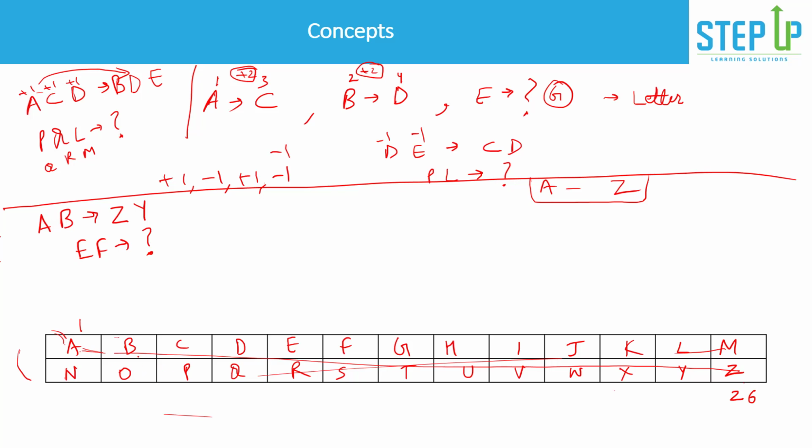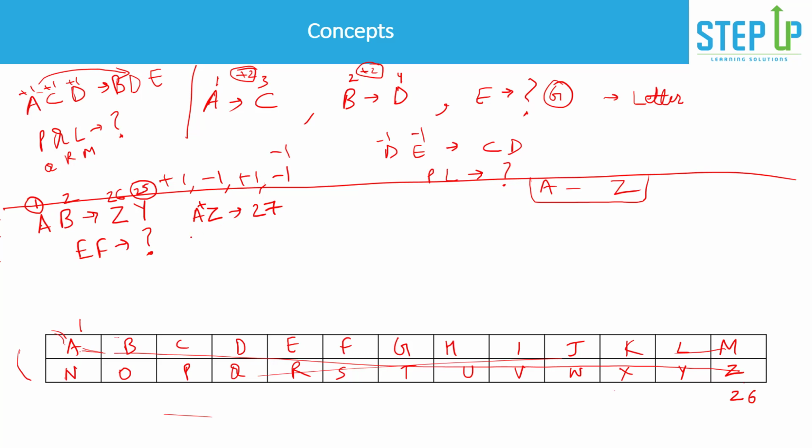So ultimately, what's the logic? Either you have written this in your notebook and you can look at that, or another logic is that A's place value is 1. It is getting replaced by Z. Place value is how much? 26. B's place value is 2. It is replaced by Y. Y's place value is 25. What you can also note is that every time the reversal is happening, the total of A plus Z place value would always be 27.